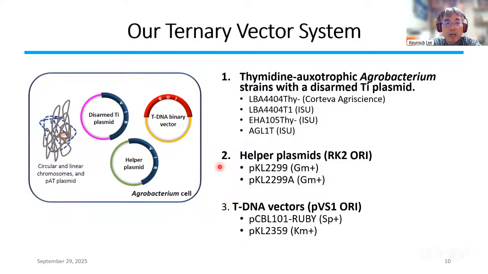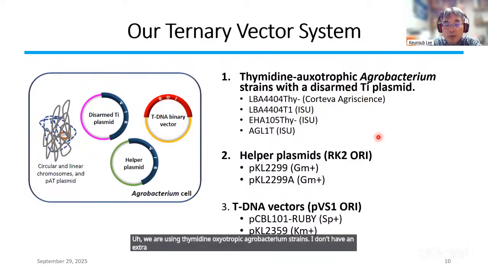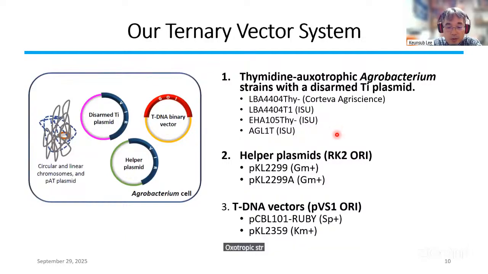We use the ternary vector system for immature embryo transformation of maize B104. We are using thymidine auxotrophic Agrobacterium strains. I don't have an extra slide for auxotrophic strains, but here I will just explain briefly. Auxotrophic strains are developed to minimize overgrowth during tissue culture. So in this case, we knocked out the thiA gene in Agrobacterium. Therefore, you need to supplement thymidine into the media. Without it, Agrobacterium cannot grow. So you only add it until the co-cultivation period. After that, you stop adding it, and then Agrobacterium overgrowth can be controlled.